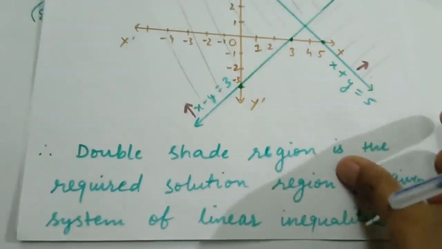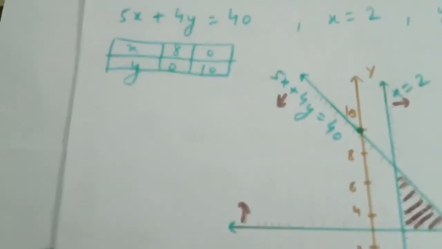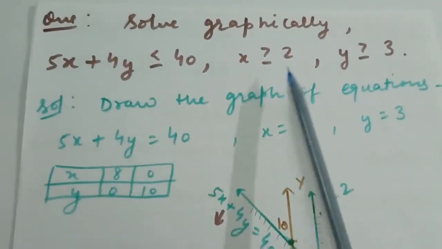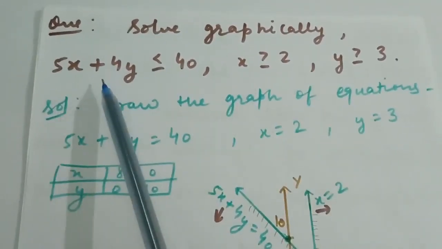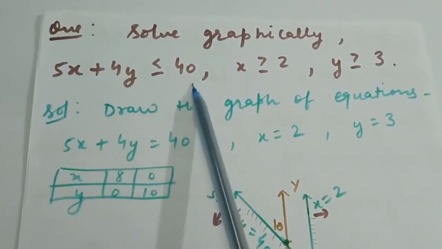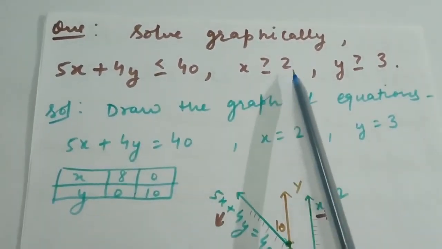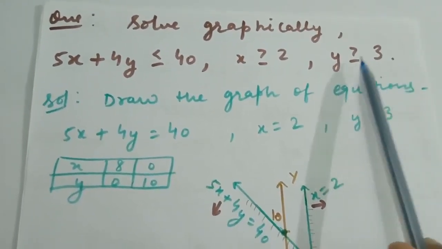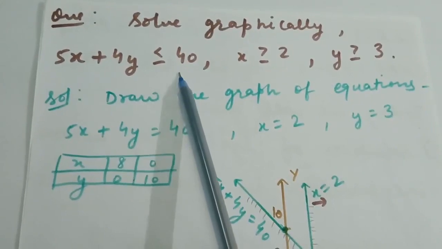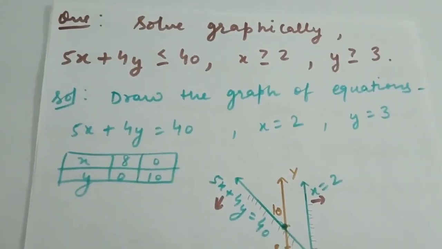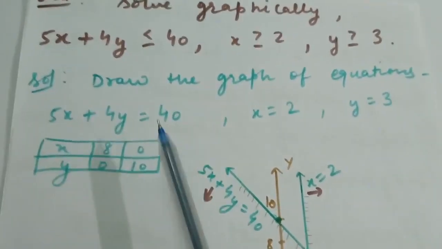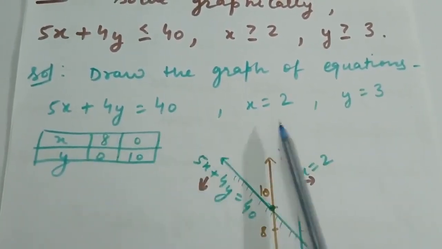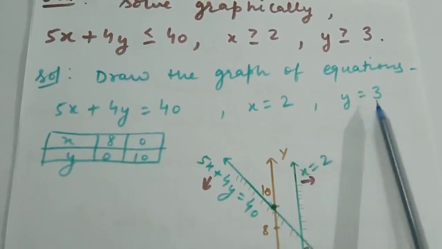Clear? Now next, we'll take one more example to understand this. Solve graphically. Now 3 linear inequalities are given. 5x plus 4y less than or equal to 40, x greater than or equal to 2, y greater than or equal to 3. So first of all, find the solutions of all these three inequalities and then find the common solution. So for this, draw the graph of the equations 5x plus 4y equal to 40, x equal to 2 and y equal to 3.